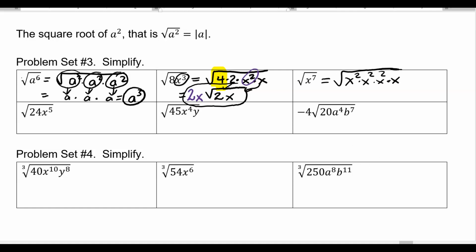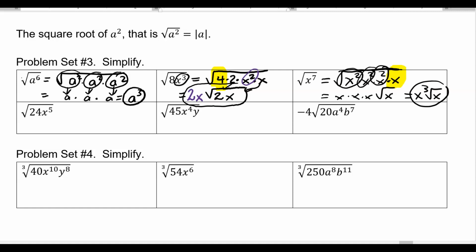But you can also break it down like this. What is the square root of x squared? It is x. The square root of this x squared is x. The square root of this x squared is x. But this is not enough, so you have an x on the inside remaining. This one remains under. And then what do we have when we bring it all together? x cubed times the square root of x.